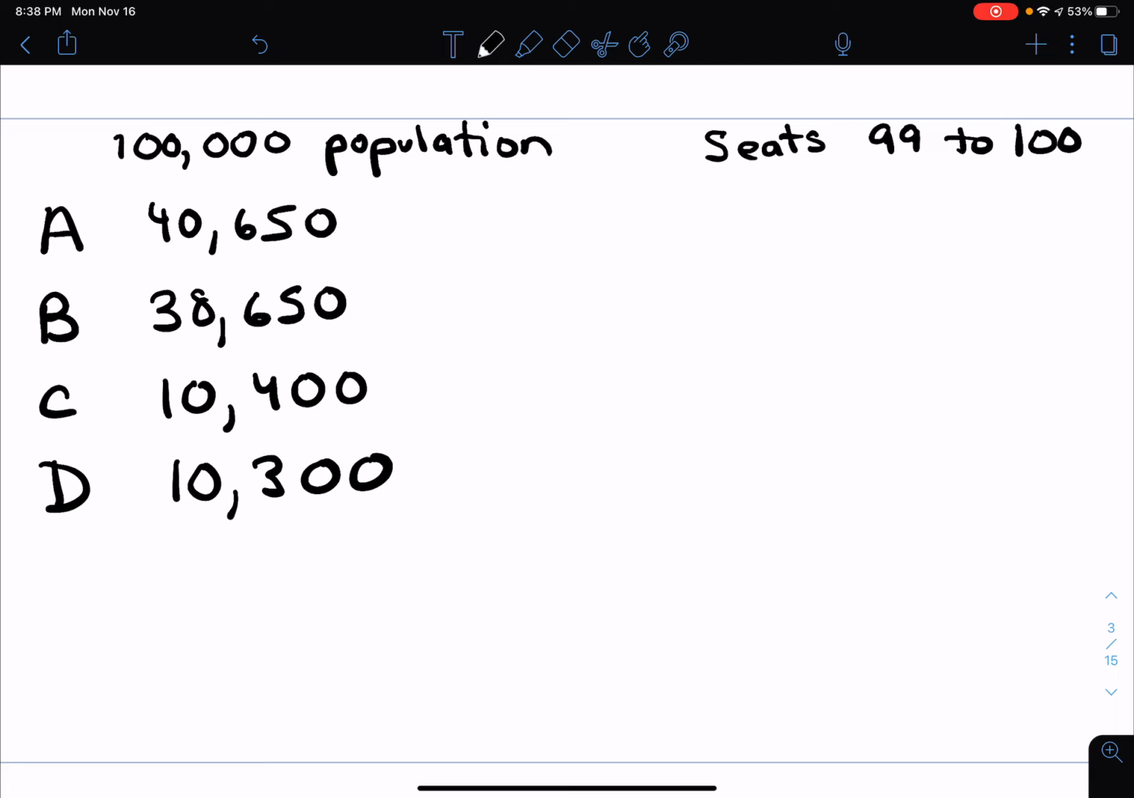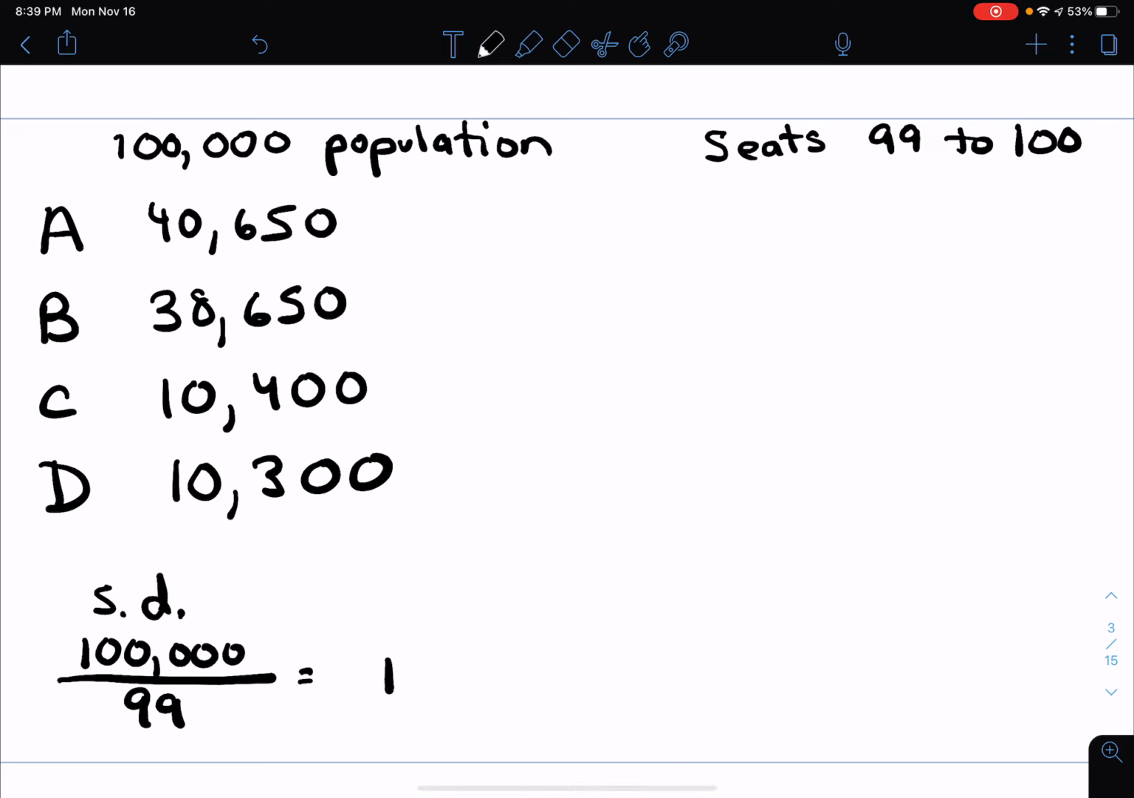All right, so starting with 99 seats, if you have 100,000 population in this country, then we can find our standard divisor by taking 100,000 divided by 99. You're trying to see how many people would be represented per seat. So I'll do that down here because I didn't leave myself enough room. So we're going to do 100,000 divided by 99. And we're going to get 1010.10. That's probably enough to just use that.